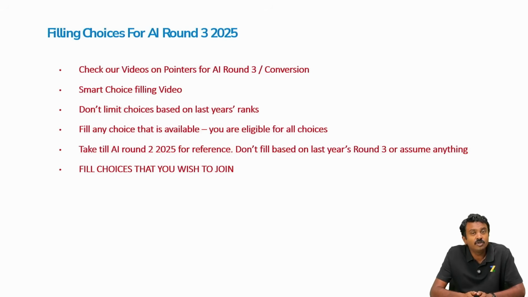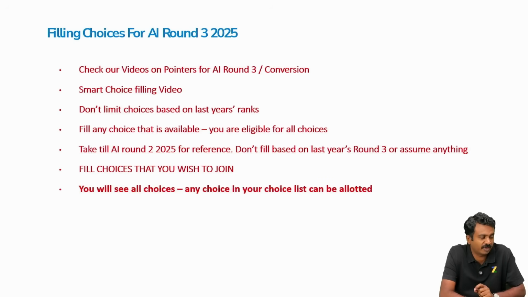In Stray, you might get lucky. At least a set of candidates, 500, 600 candidates, get lucky and get far better seats in All India Round 3. But that is limited to 500 candidates. You might have a small chance at least in All India Stray, right? Don't miss that out by filling in a choice that you do not wish to join very clearly. Fill choices that you wish to join in All India Round 3.